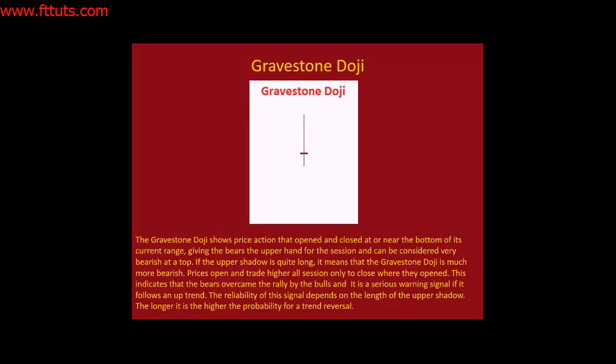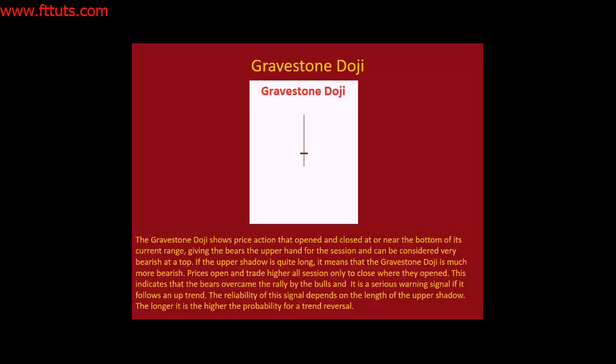Gravestone doji. The gravestone doji shows price action that opened and closed at or near the bottom of its current range, giving the bears the upper hand for the session, and can be considered very bearish at a top. If the upper shadow is quite long, it means that the gravestone doji is much more bearish.